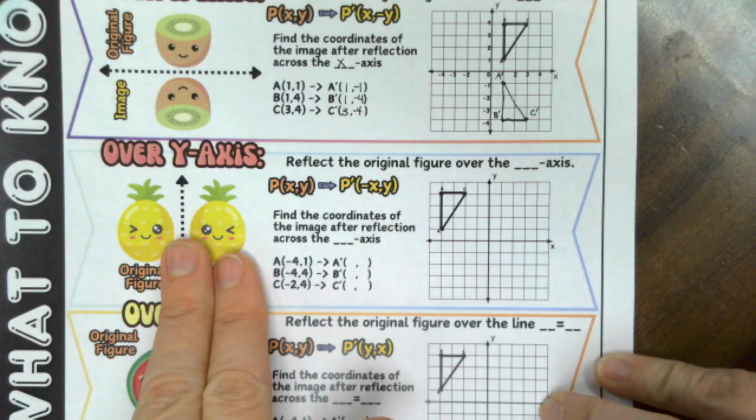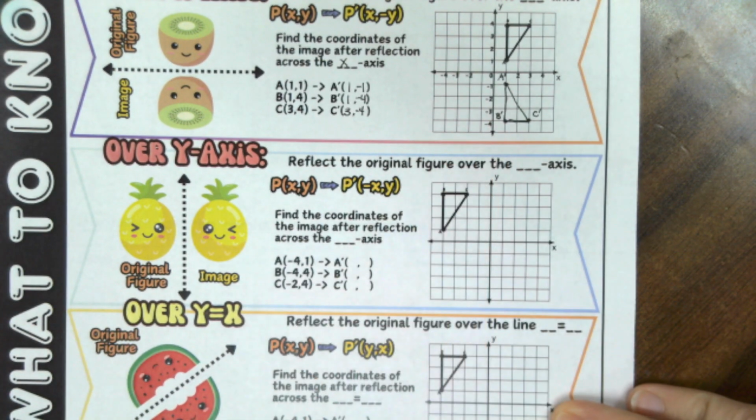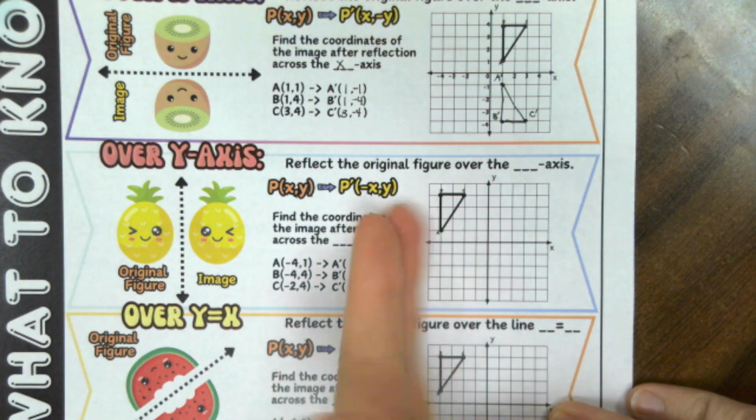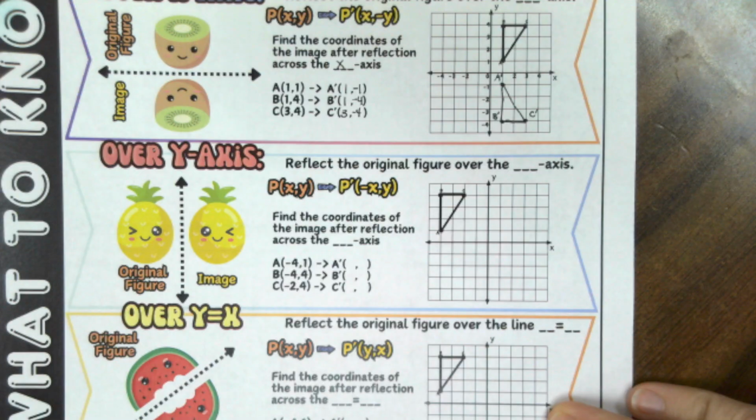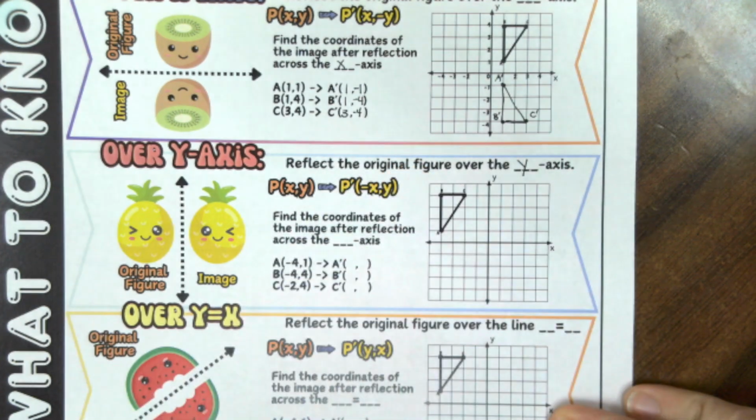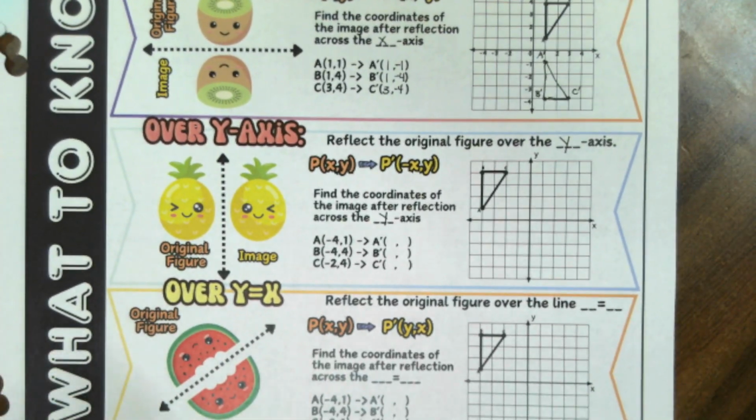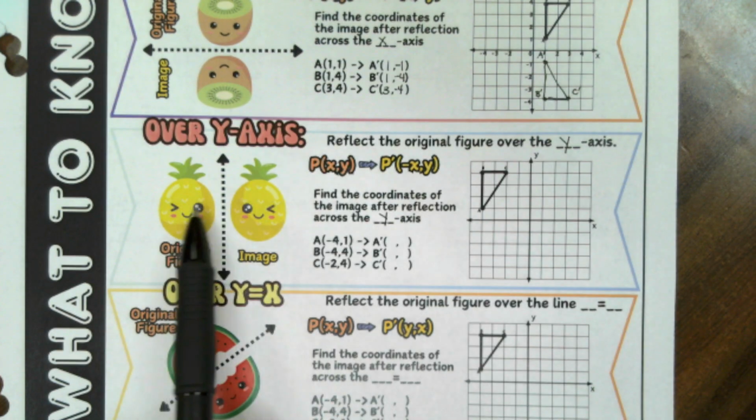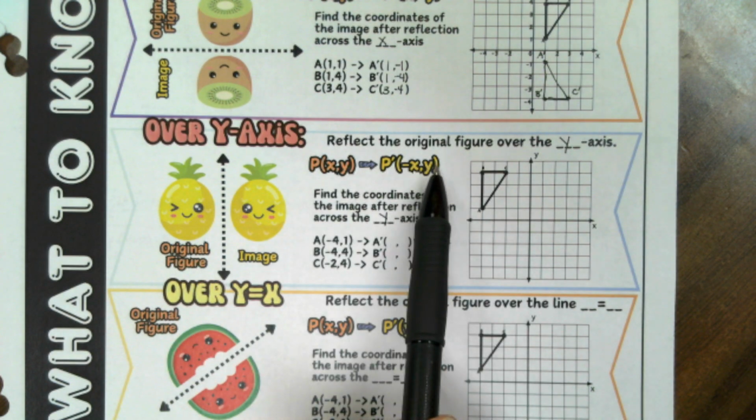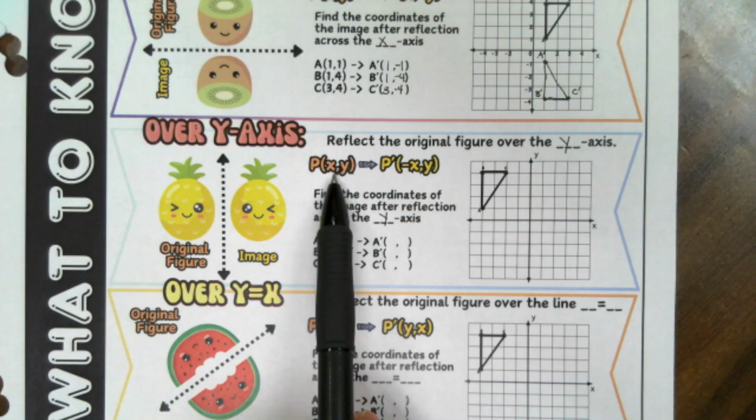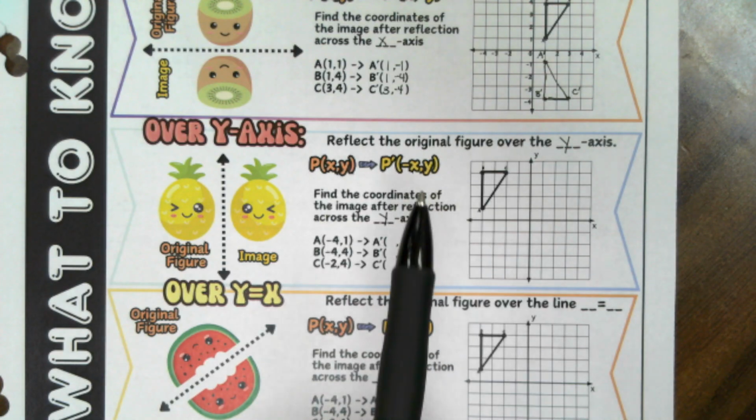Now we're just saying, here's my image. I'm going to flip it this way because this is our y-axis. I'm going to take this image and flip it over to this side. Okay. So you're going to reflect the original figure over the y-axis. Put that there as well. So if our original figure is (x, y), then our image will change to (negative x, y). So remember, if the x is already a negative and we add another negative to it, it becomes positive.